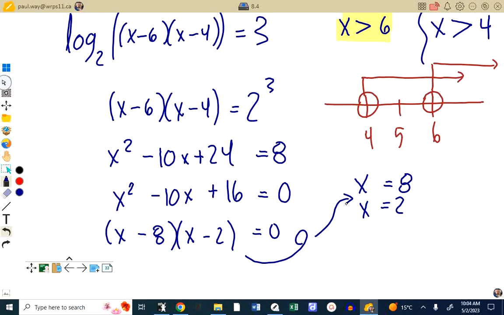Is x equals 8 a legitimate solution? Yes. It is. Because 8 is greater than 6. Is x equals 2? No. And I used to tell people to just put this, but it looks like an x. So I wouldn't do that. I would put no, not a solution. And again, you would explain that. Any questions with that one?